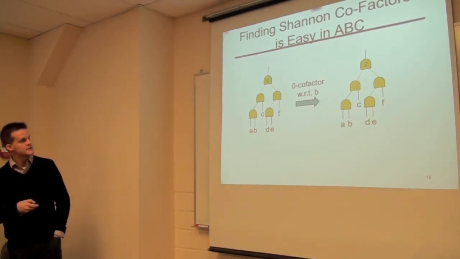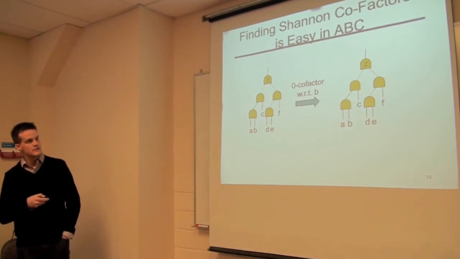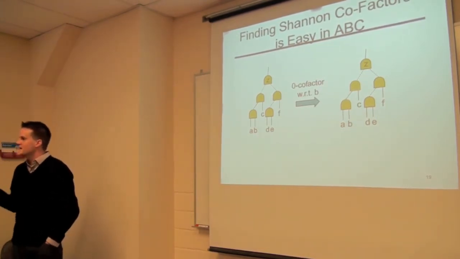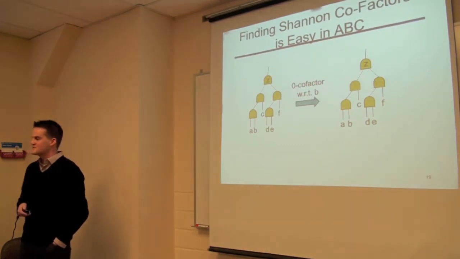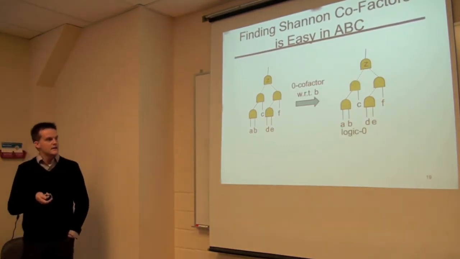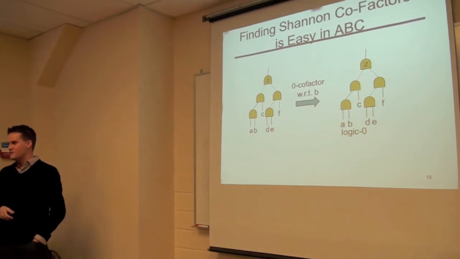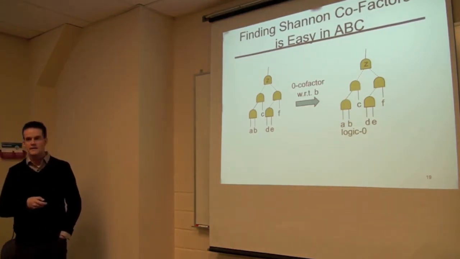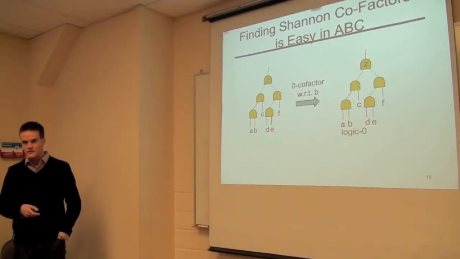Let's say I have this AND-inverter graph. I want to find the 0 cofactor with respect to B. It's easy because your only gates are AND gates. That's why it actually makes it very easy. So say I want to find a 0 cofactor with respect to B. I attach a logic 0 to B. Now, since it's an AND gate, if one of its inputs is 0, its output has to be 0. So bang, that one's out.